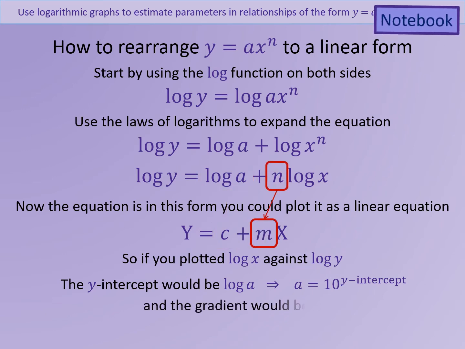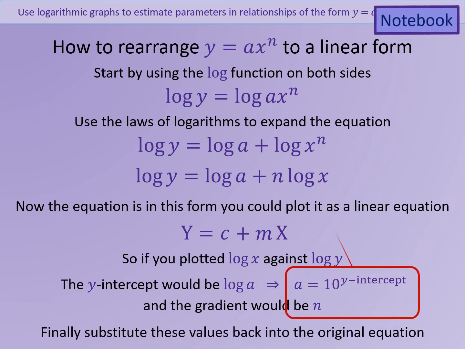And secondly, the value of n is going to be represented by the gradient of that straight line that I've drawn, because that's the value that's going to be before the x. So the gradient of my new straight line graph is going to represent the n value in my original equation. And at that point, I will have found the value of a, and I will have found the value of n, and I can take those two values and put them back into the original equation, and that will be my representation of the original data.